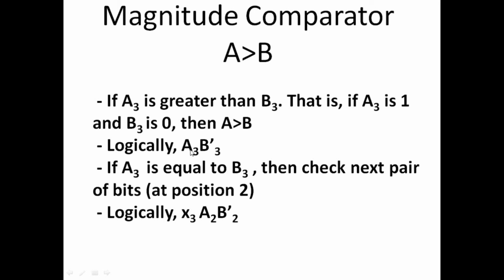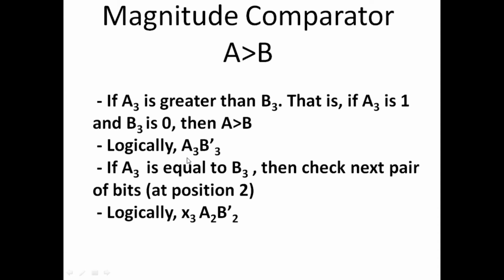So if a3 is 0, then this means either a3 is equal to b3 or a3 is smaller than b3. In both cases, it should return 0. It would only return 1 when a3 is 1 and b3 is 0, which is what we need. Okay, so if a3 is greater than b3, then we can declare that A is greater than B. But this may not be the case.